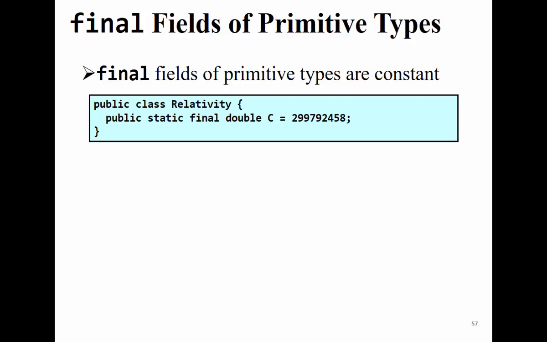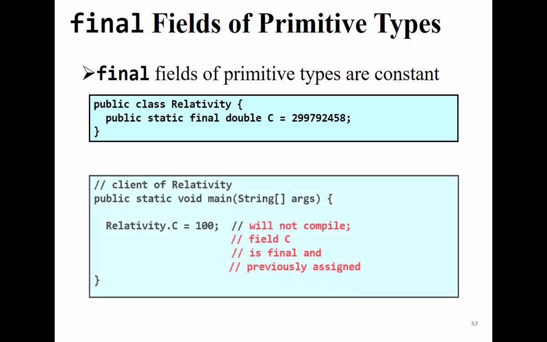Now, this is a relativity, and the field is a primitive type, and it's final. Now, if someone in the main accesses C and tries to change it, they will not be able to change C because C is a constant now. Okay, so C is now public static final, so it will not compile, because the field C is final, and it's already previously assigned in your application.